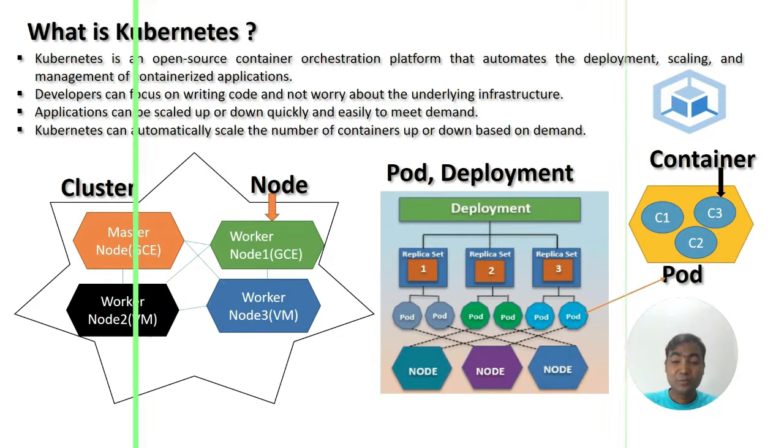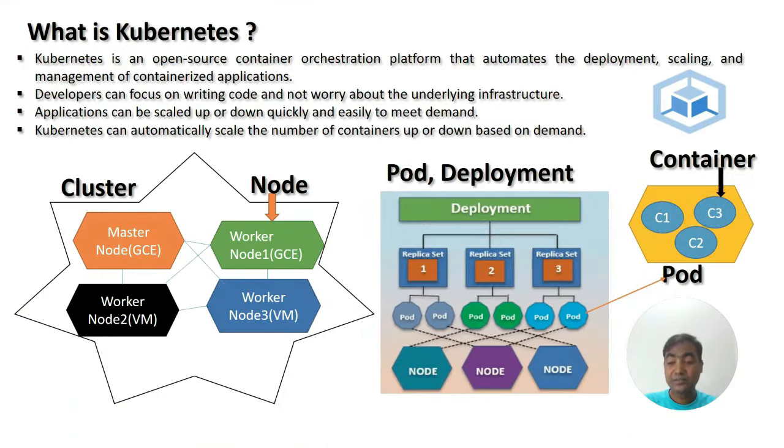Guys, what is a pod? In Kubernetes, a pod is the smallest deployable unit that can be created and managed. A pod represents a group of one or more containers that are tightly coupled and share the same resources and context.